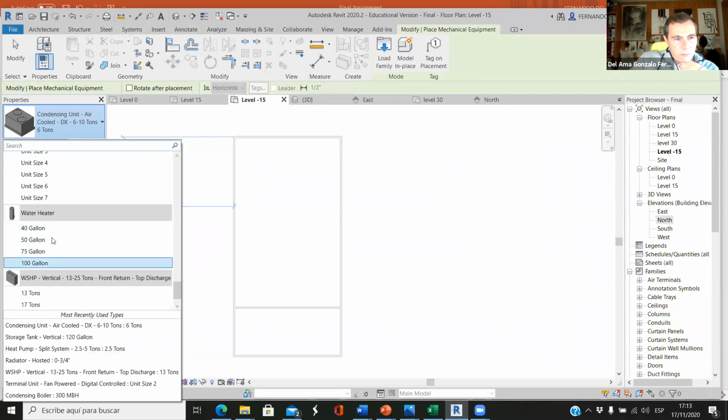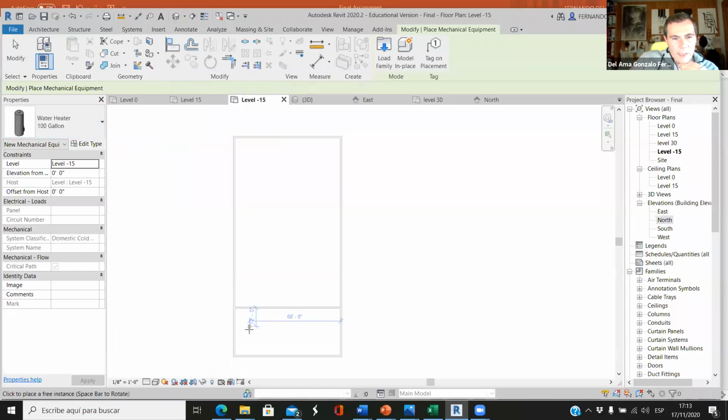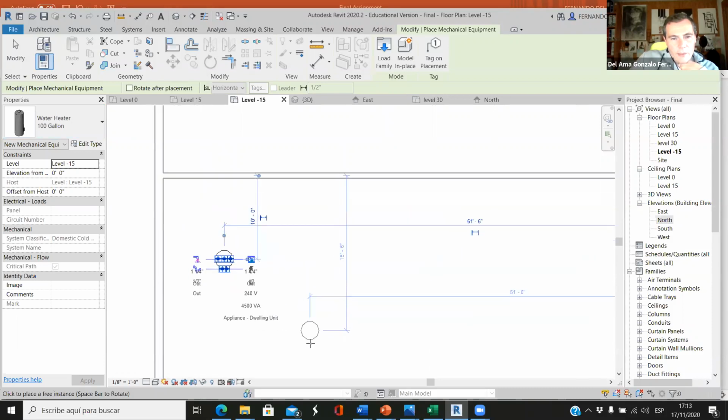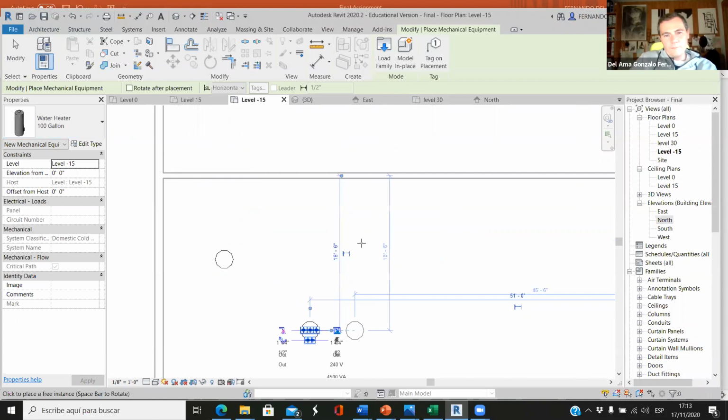Gallons. Since we are designing a big building, select either the 75 or the 100 gallon. Let's select the 100 gallon. And then we need to place two different water heaters in this mechanical room.